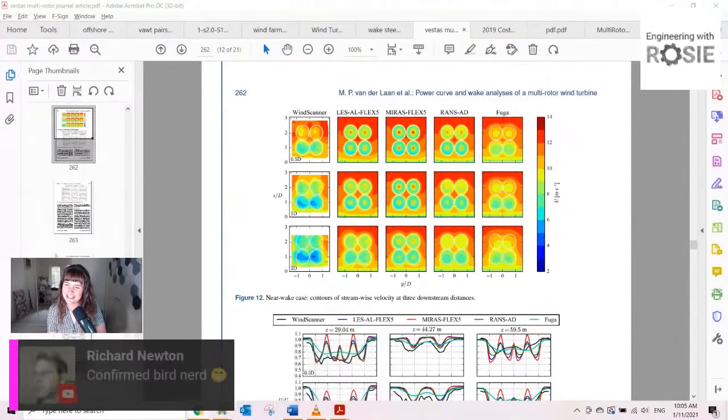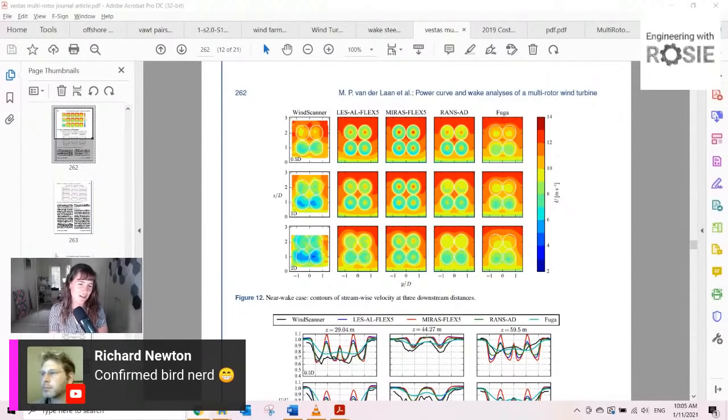Okay. And Richard Newton, confirmed bird nerd. I don't know if you're saying that you are one too, or just calling me a bird nerd, but I'm totally happy to have that label. I will admit that I am a bird nerd.